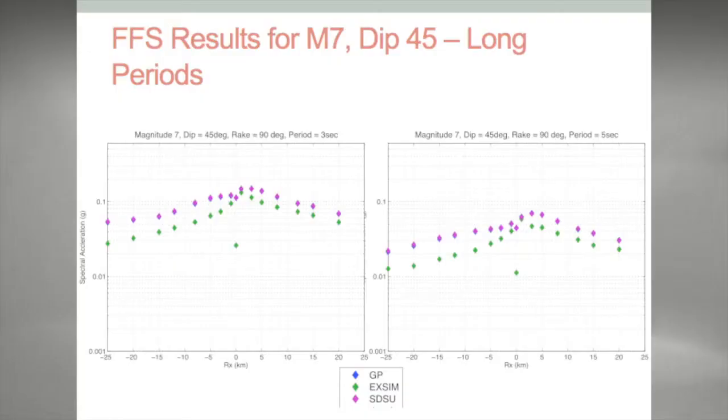This is the magnitude 7 with 45 at the long periods. Again, just don't look at that dot. Okay, so this is just to show you what we use for the NGA West 2 hanging wall model.